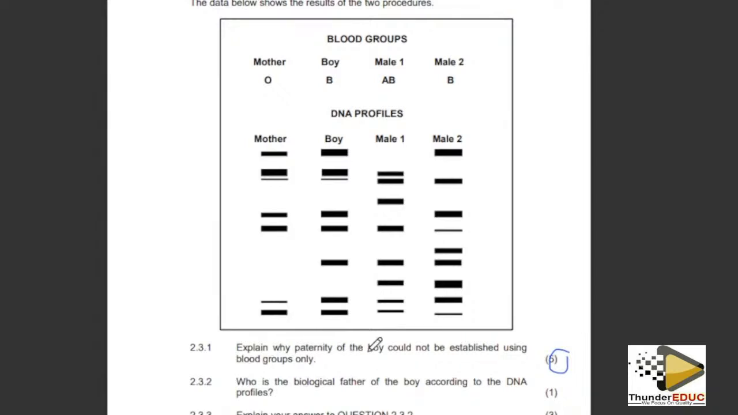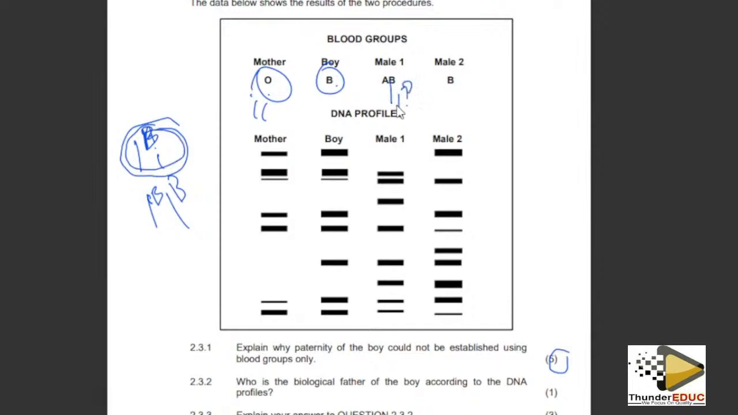But if they ask you to explain why the paternity test for this situation is not conclusive, you will say that the mother is blood group O, while the boy is blood group B. So the boy can be heterozygous, he can't be homozygous. Why? Because the mother is ii, so he gets one i from the mother. So the genotype of the boy is heterozygous. Now this one can give the B, and also this one can give the B. So whom are you going to say is the father? Whom are you going to say is not the father?